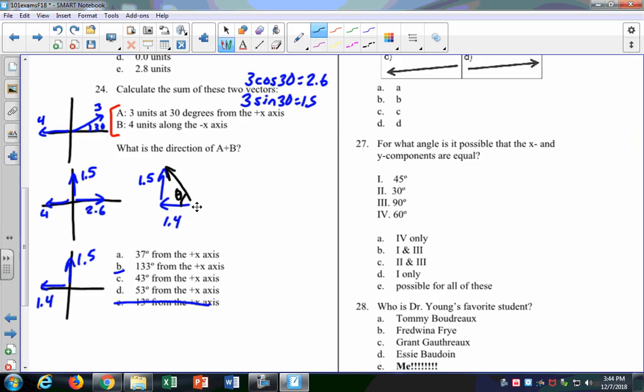I said the difference in these two numbers. 2.6 minus 4 is negative 1.4, so I draw it on the negative x-axis. I just take the difference in those two. And then I'm looking for the angle, so I say the inverse tan of opposite over adjacent, 1.5 over 1.4.